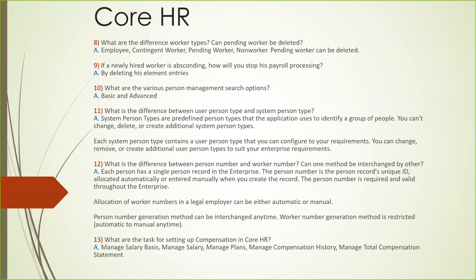Now we come to question number 10. What are the various person management search options? We have two options, friends: basic and advanced. Basic covers very minimal options to search. Advanced has maximum options to search for a person. And this is very important, friends, because security is driven based on this.